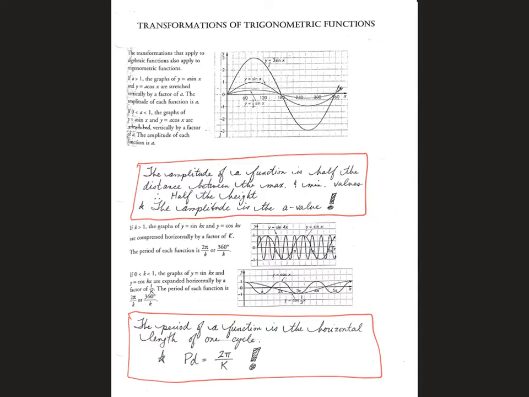So, the first thing I want to address is that top red box. When we talk about the amplitude, then we should be good that amplitude is half the height. So half of the distance between the max and the min. And we recall from grade 11 that the amplitude is the a value of your function.